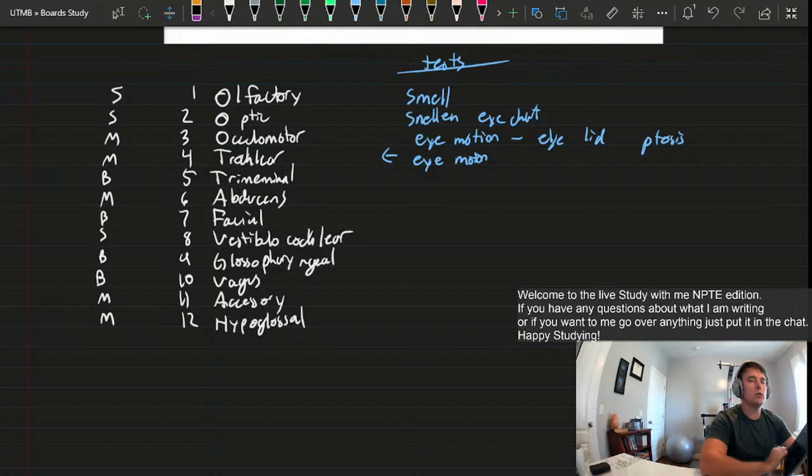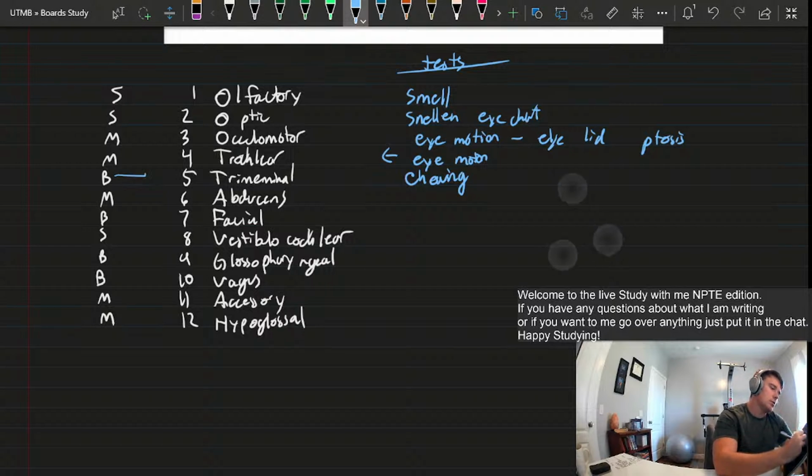So trigeminal, so I always say it just like that, trigeminal. So that is going to be for chewing. And it is both, as you see here, it is both. So this is going to be chewing and sensation on the face. So eyebrows, cheek, chin. So you can just touch their cheek and stuff like that. So cheek. Abducens 6. So this is going to be eye motions.